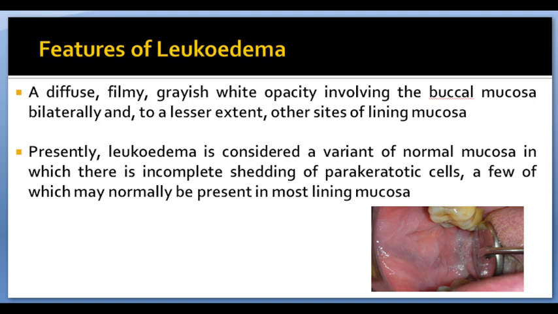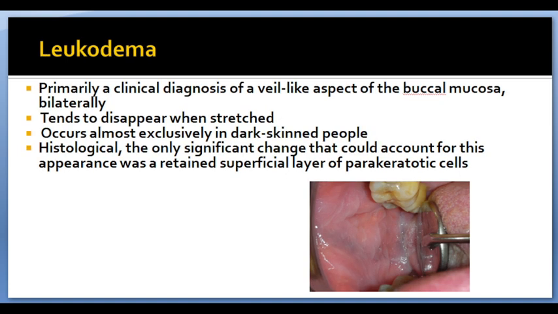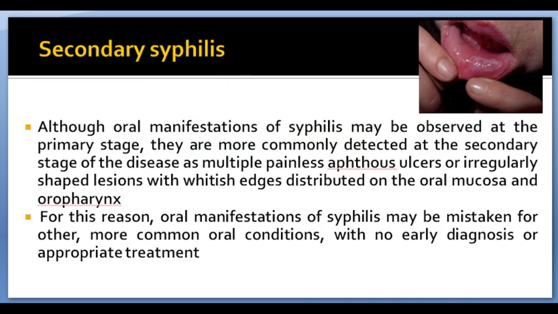Leukoedema appears as a diffuse grayish white opacity involving the buccal mucosa and other sites of lining mucosa. Presently, leukoedema is considered a variant of normal mucosa in which there is incomplete shedding of parakeratotic cells. Leukoedema tends to disappear when stretched. It occurs almost exclusively in dark-skinned people, and histopathologically, there is a retained superficial layer of parakeratotic cells.